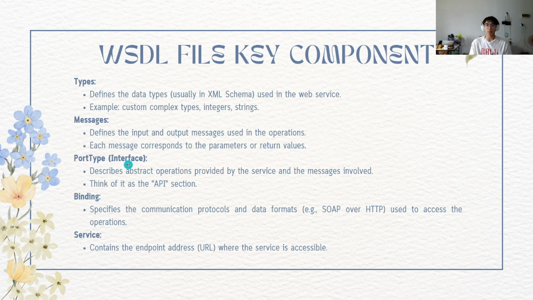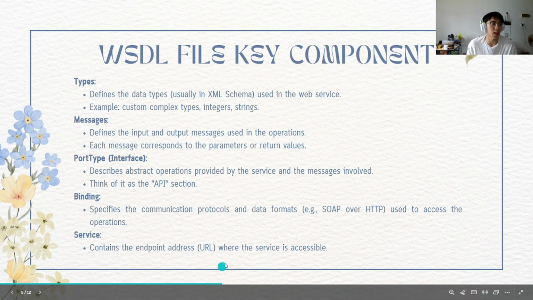Next is the port type, which is the interface. It describes the abstract operations provided by the service and the messages involved. Think of it as the API section. Next is binding. It specifies the communication protocol and data formats, for example SOAP over HTTP, used to access the operation. Next is the service. It contains the endpoint address, which is the URL where the service is accessible.